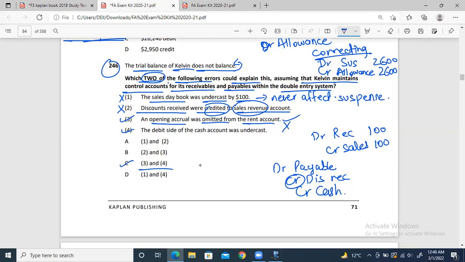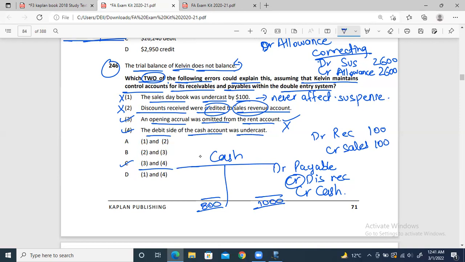Is it sales account was undercast? No, I'm looking at the fourth option. Sure, let me explain. The debit side of the cash account was undercast, right? Let's say this is the cash account, right? Now I am writing the totals. This side total is, let's say, 800. This side total is 1000. So it's the same meaning. Debit side of cash account was undercast, right? So the debit side is the same 800.